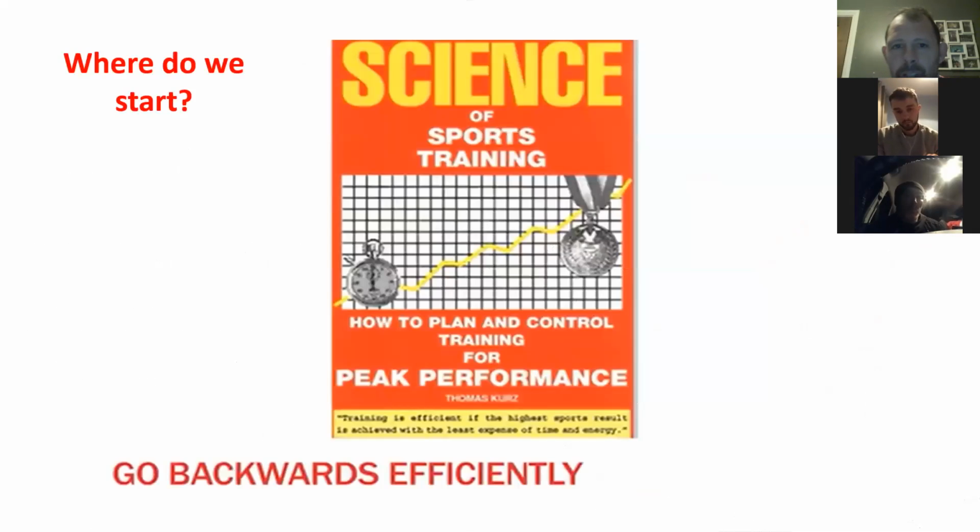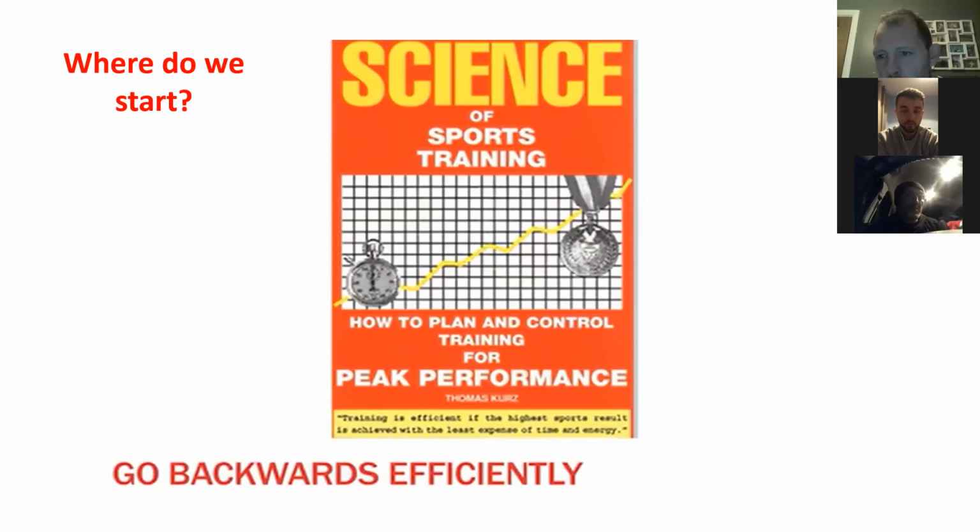Right, so this is a fantastic book by Thomas Kurtz. If you haven't read it, it's Science of Sports Training: How to Plan and Control for Peak Performance. Really good textbook. And when we're thinking about where we start, and just talking to John before we went live on this, you're spot on, John. You started from the end point and worked back, right?